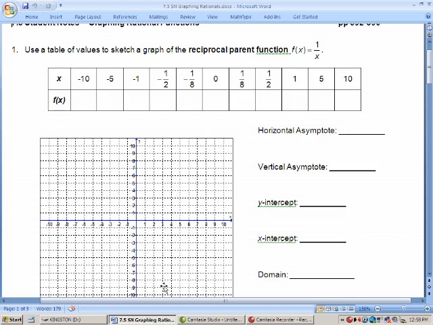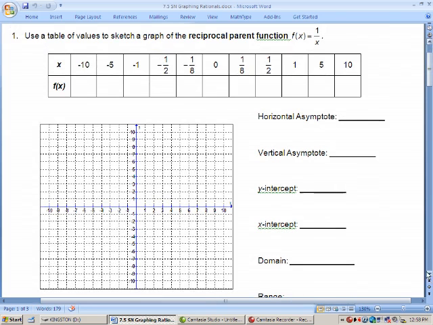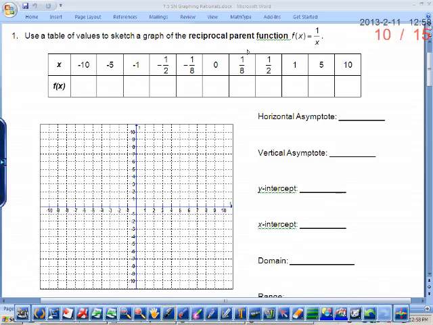Okay? You've seen this graph when we talked about inverse variation, and I said this is the shape of the rational parent function. Now, you might notice here it says the reciprocal parent function. Technically, those mean the exact same thing. It's the reciprocal of x, so they call it the reciprocal parent function. I have always known it as the rational parent function or the rational function. So as much as I try to change it to reciprocal, it might not happen. Okay?